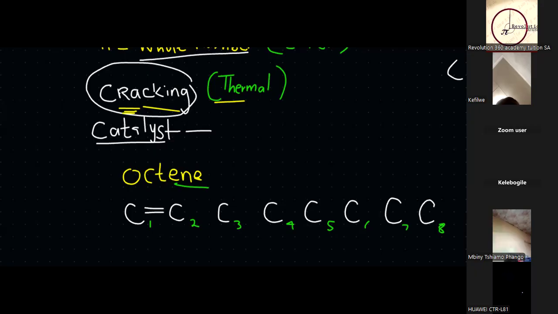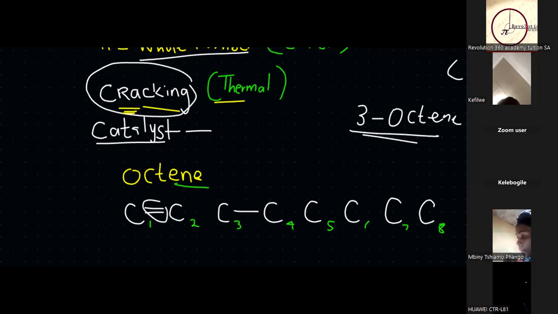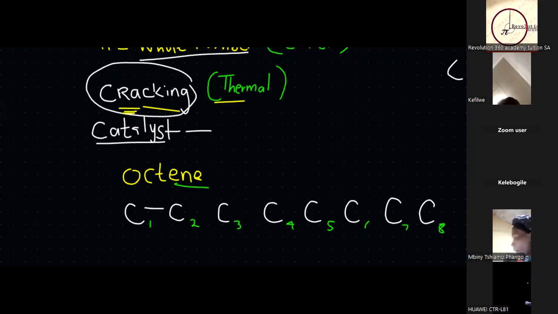If they said draw the structural formula of 3-octene, it simply means I was going to draw that double bond between the third carbon atom and the fourth carbon atom. It will be like that. The reason why I'm not doing that for now is that if you're drawing the structural formula of octene, they didn't tell you where to position the double bond. So it must be on the first carbon atom, just like that. You get to see that.